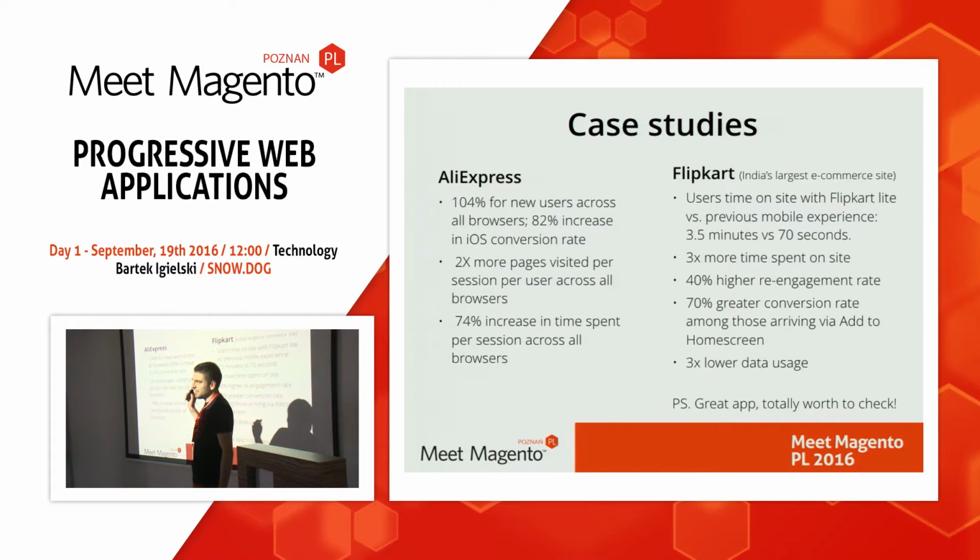There is also the Konga.com store, the biggest Nigerian e-commerce. They built the progressive web application from scratch. They didn't take the current solution, but built everything from scratch. And they decreased the data needed to finalize the transaction over 4 times. Sorry, it takes 30% of the data that was needed to do the same process, making an order on the native app.